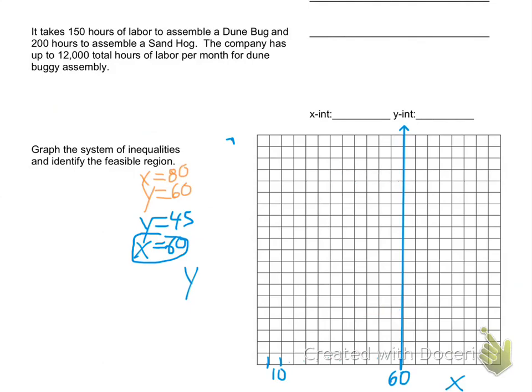Let's do our y line at 45. Once again, we're counting off by 5, so 45, I believe, is right here.